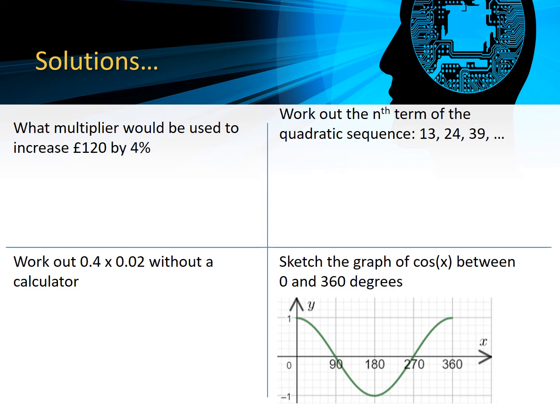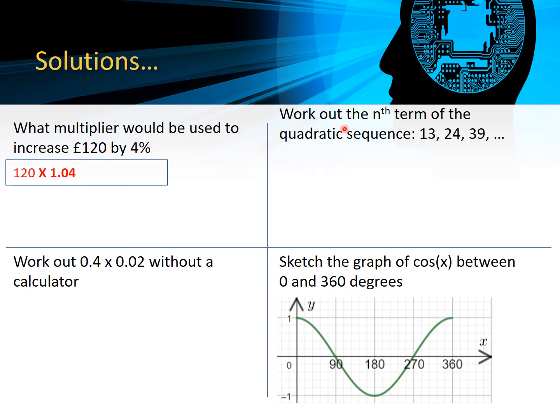And here are the solutions. So for the first one, we're using a multiplier. It says what multiplier will be used to increase £120 by 4%. We will be timesing by 1.04. So the 4 in the hundredths column is the same as 4 out of 100, or 4%. That's why the 4 is here. We type that in our calculator and get an answer.